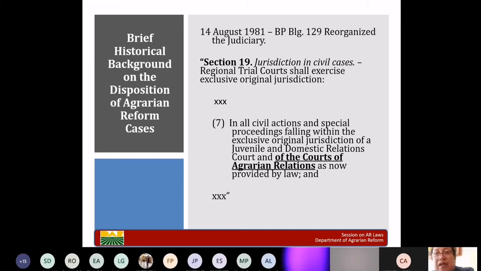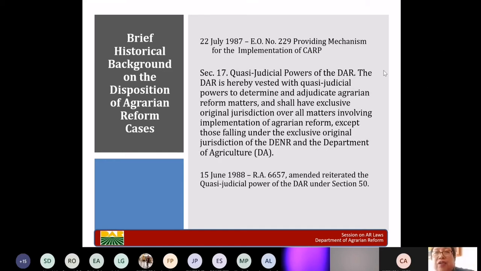regional trial court. But now with the passage of EO 229 on July 22, 1987, the inherited jurisdiction of the regional trial court from the courts of agrarian relations was transferred to the Department of Agrarian Reform under Section 17. What is Section 17? This Section 17 is the quasi-judicial power of the DAR. The DAR is hereby vested with quasi-judicial powers to determine and adjudicate agrarian reform matters, and shall have exclusive original jurisdiction over all matters involving the implementation of agrarian reform, except those falling under the exclusive and original jurisdiction of the DENR and Department of Agriculture.